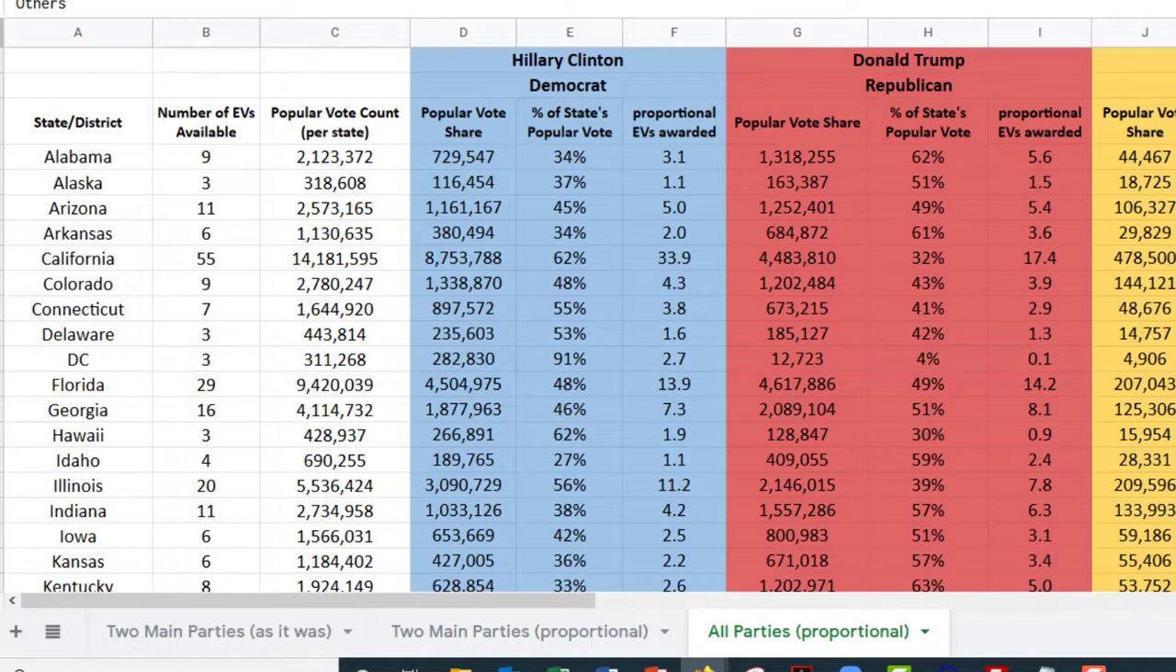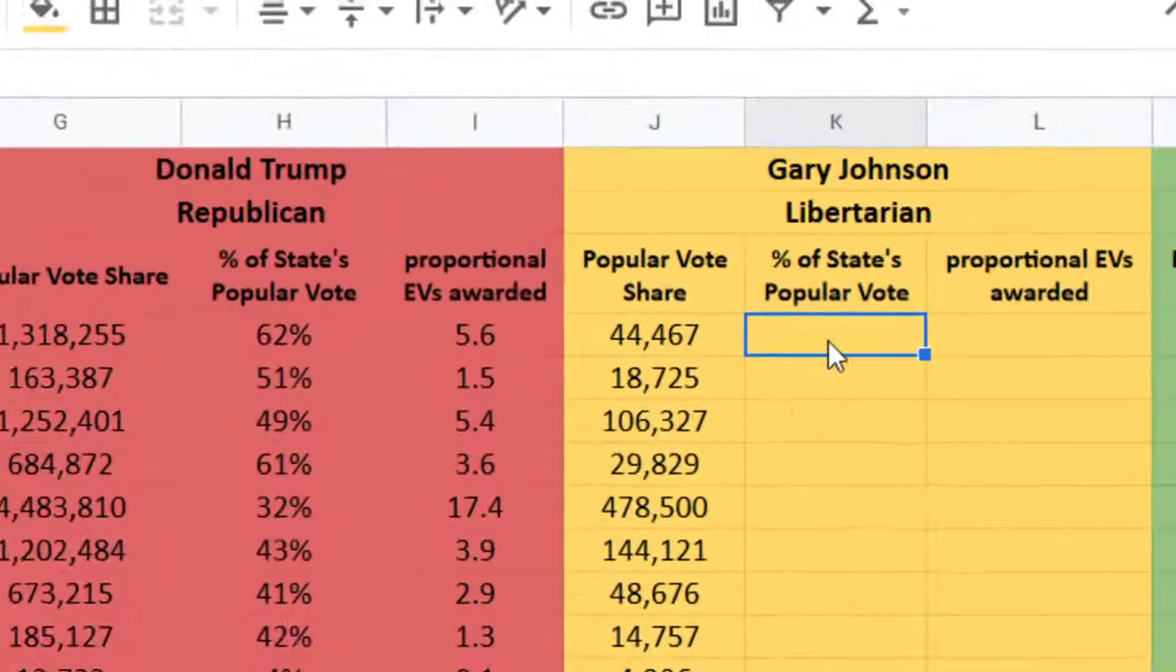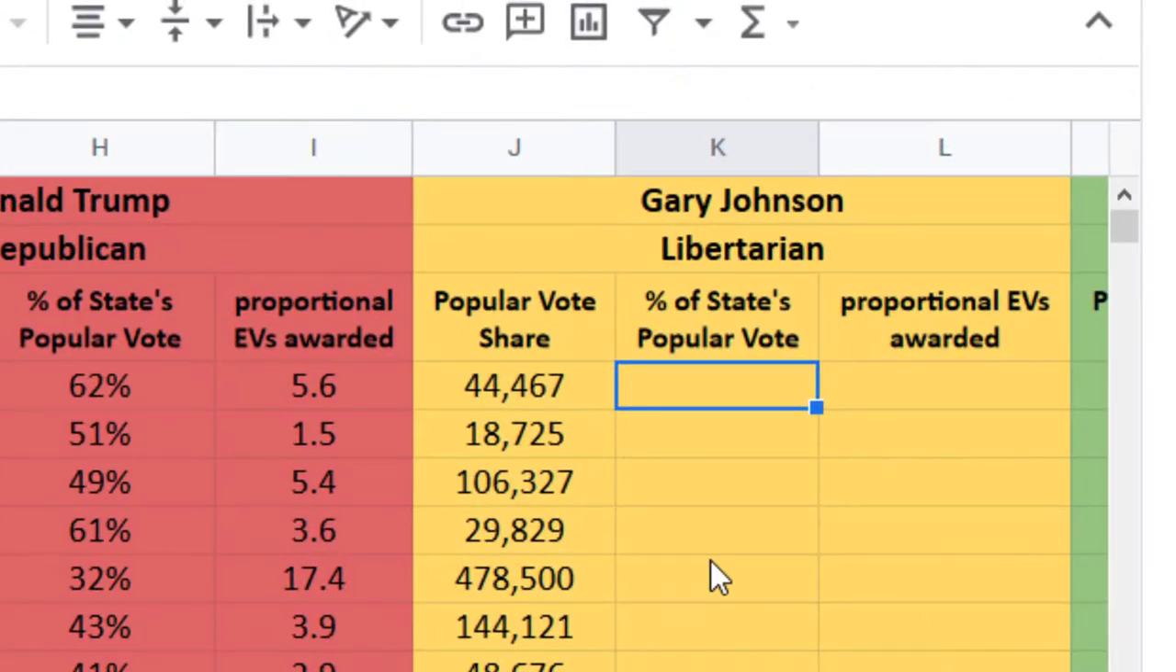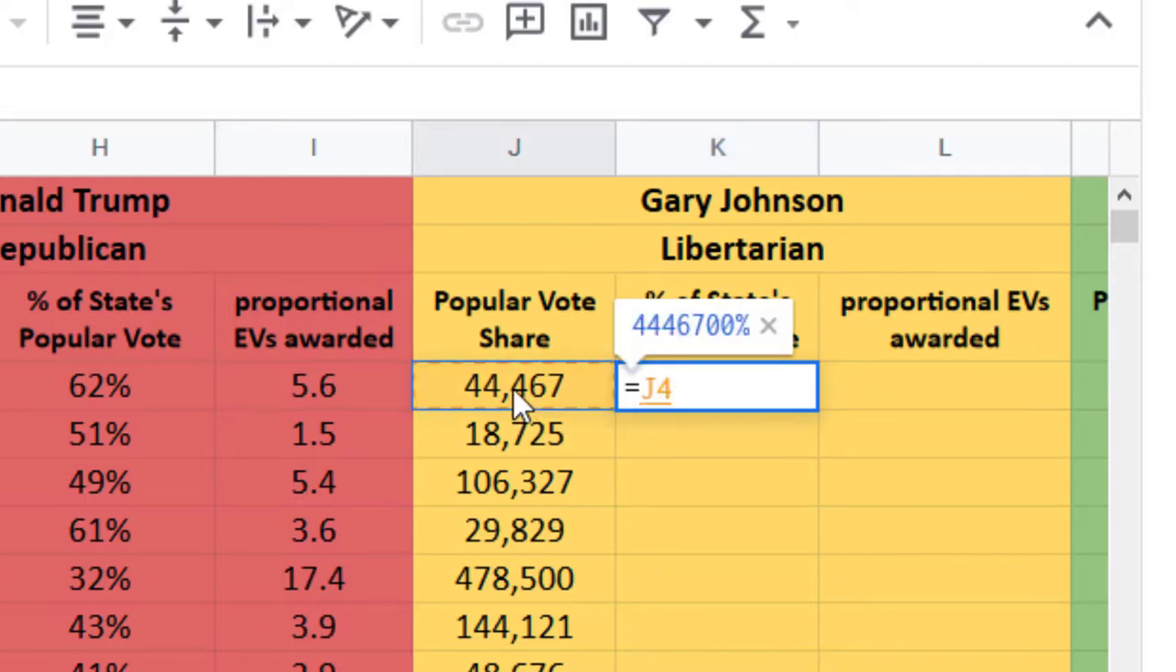So I want you to remember how we did these formulas for the percent of the state's popular vote. You click in the cell you want to work on. I'm going to work on Gary Johnson in Alabama. And we're going to type an equal sign, which is what we always type before we start entering a mathematical formula. Then we're going to click on his popular vote share, which was 44,467. You don't type that, though. You just click on top of it, and that way the spreadsheet knows we're going to be using J4.